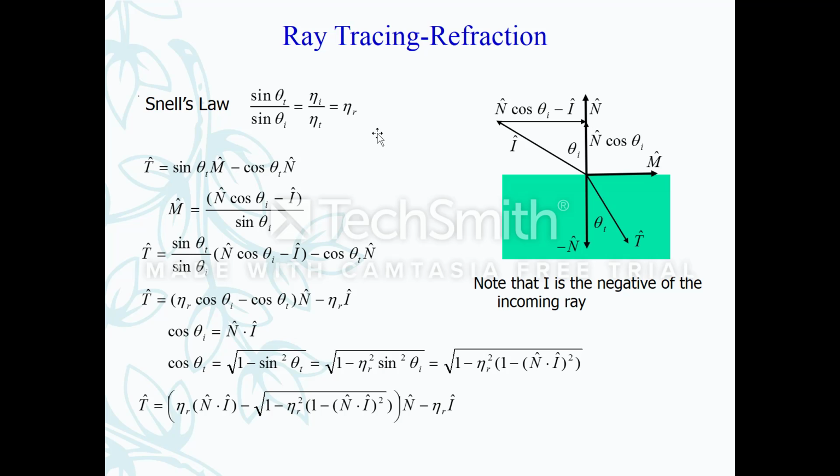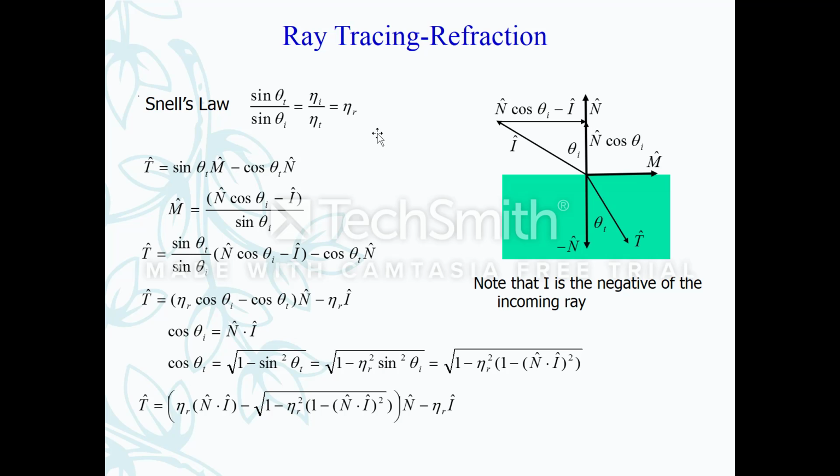Now we'll discuss refraction. Snell's law states that when a ray goes from an environment where the coefficient is eta 1, to an environment where the coefficient is eta 2, then eta I by eta t equals eta r, that is equal to sine theta t by sine theta I, the angles of incidence and transmission.